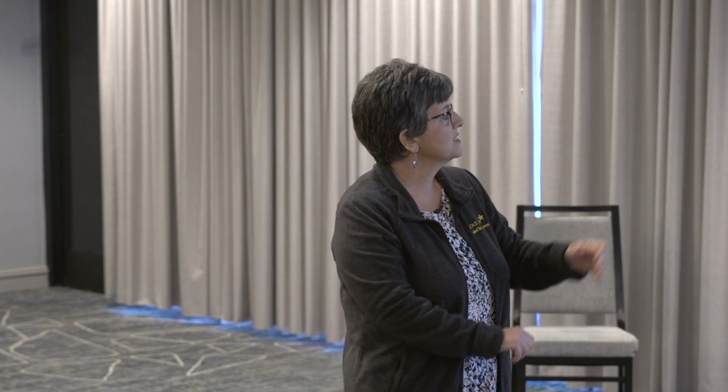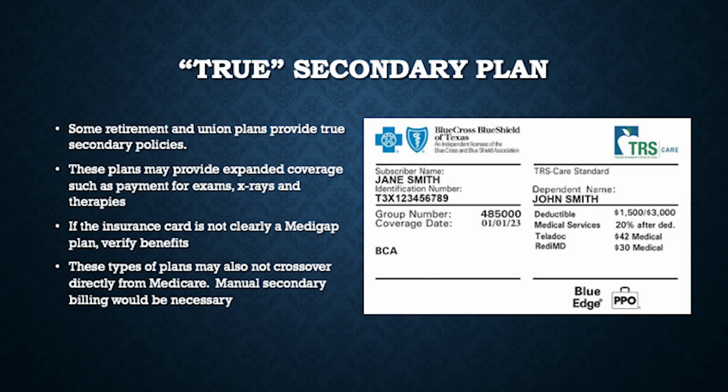Sometimes you have these true secondary plans. These are usually union retirement plans. They may provide expanded coverage, such as payment for exams, x-rays, therapies. If the insurance card does not clearly indicate that it is a Medigap plan, I would recommend verifying coverage on that particular plan. And again, the question you would ask is, do you strictly follow Medicare guidelines, or is there expanded coverage beyond what Medicare covers?